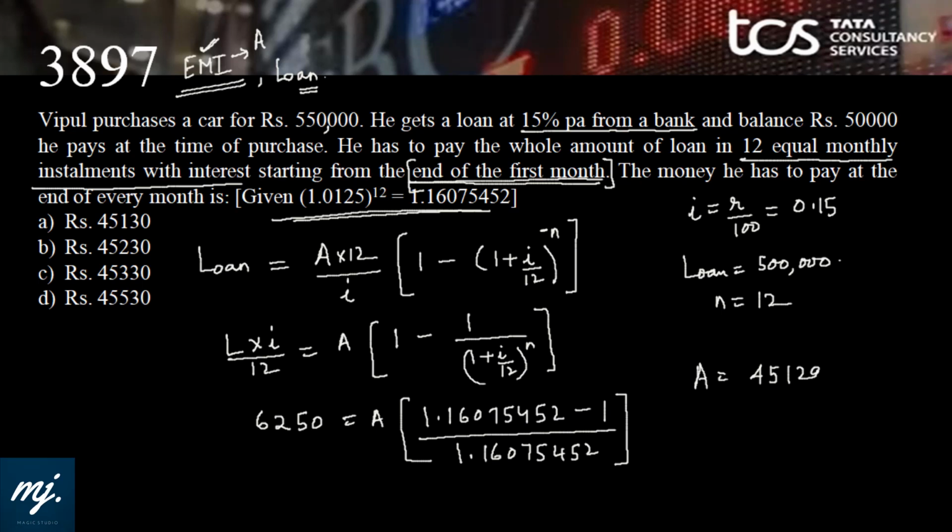The value of A is 45129 point few paise, round it off to 45130. Option A. Estimated monthly installment is 45,130. It simply means, if you have taken a loan of 5 lakh from the bank at 15% per annum, and you are paying it off in a year in monthly installments, every month you need to pay 45,130.